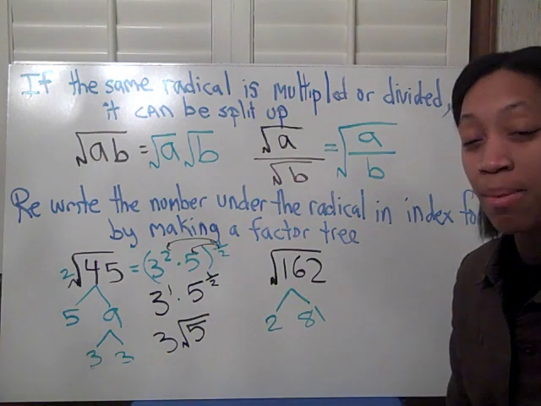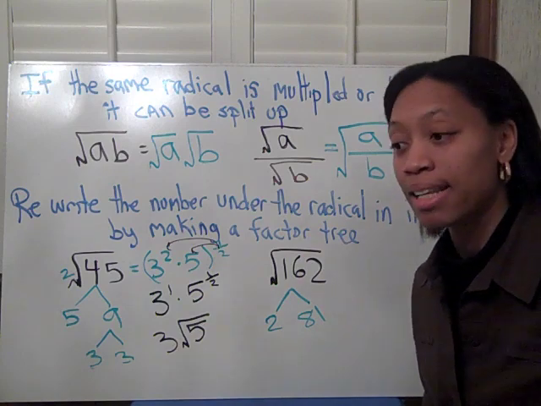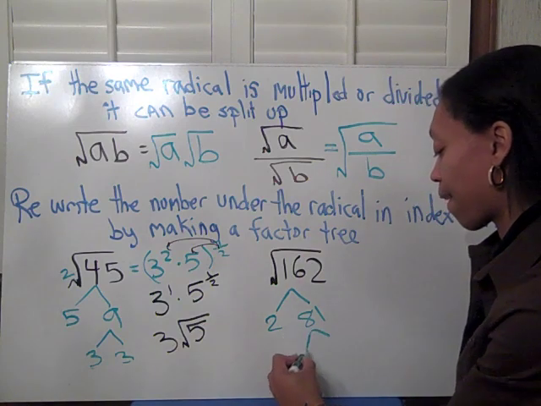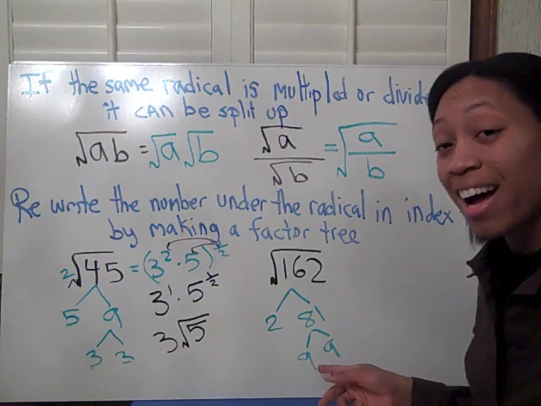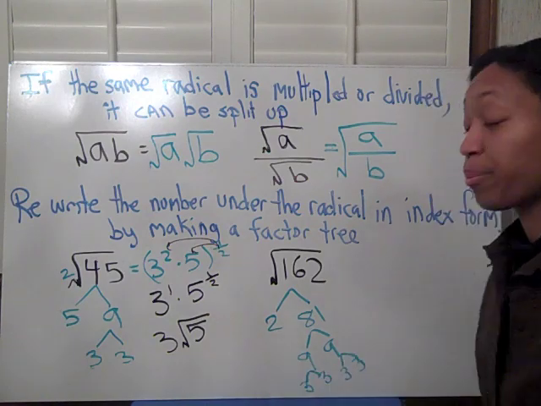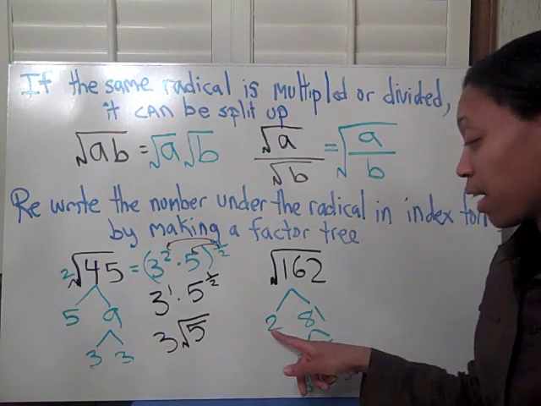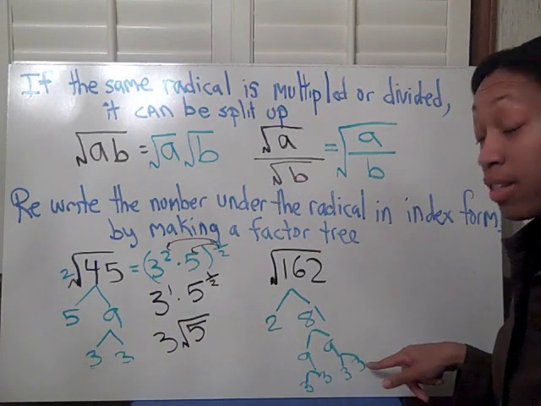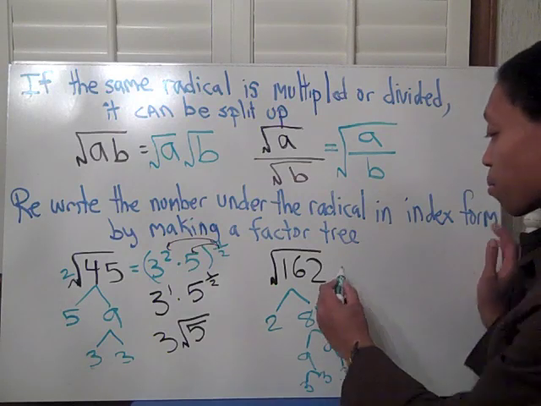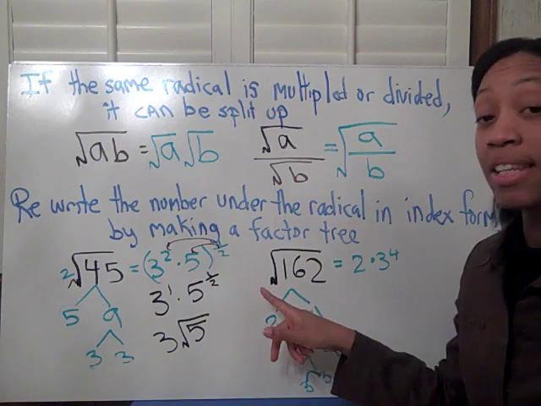Now let's break down 162 into its parts. This is equal to 2 times 81. 81 is 9 times 9. And each 9 is 3 times 3. So, that means we have 2 times 3 times 3 times 3 times 3. 4 3s. And we're taking the square root.